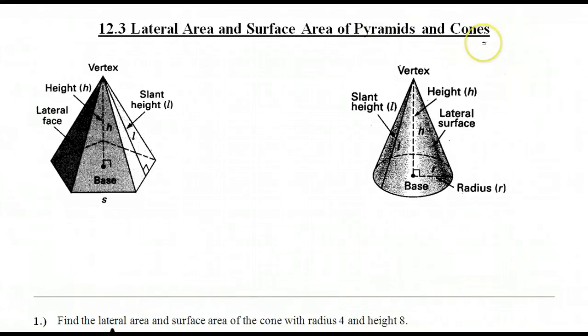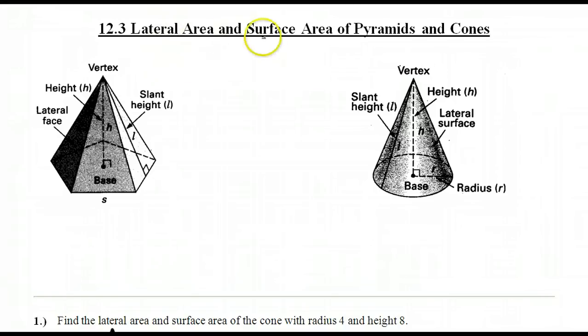Pyramids and cones have a base just like prisms and cylinders. The difference is, in a pyramid and a cone, that base is not the same all the way through to the top. Instead, that base tapers down to a point called the vertex.